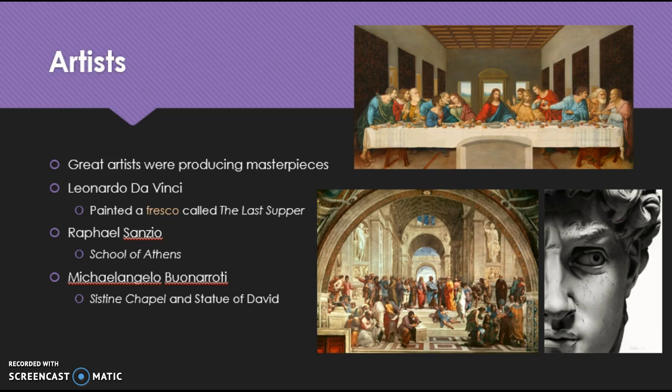Training in workshops was an old tradition, but during the Renaissance, individual artists began to do something no medieval artists had done. They signed their own work. They put their signature on it.